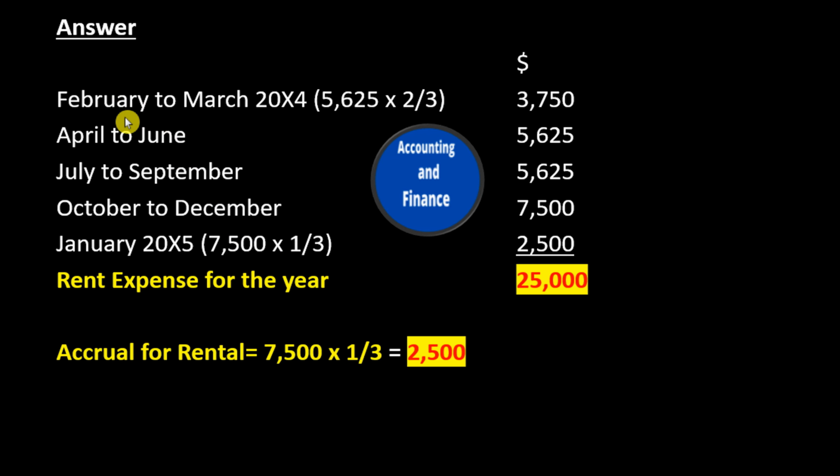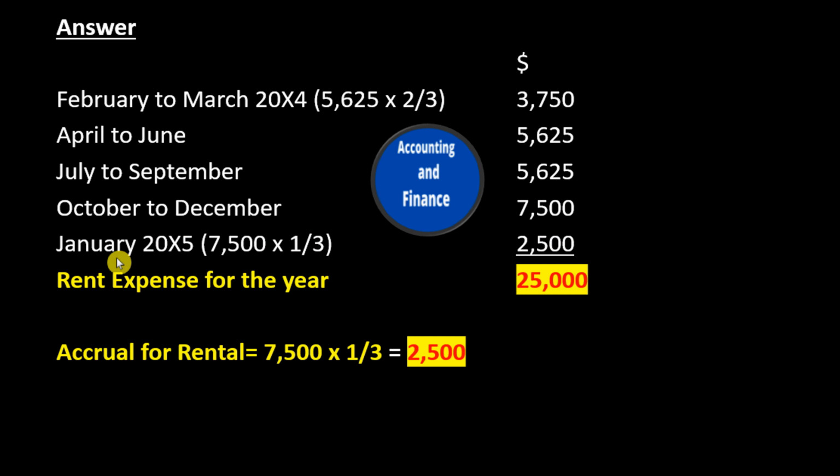Answer: February to March 20x4, 5,625 times 2 over 3, $3,750. April to June, $5,625. July to September, $5,625. October to December, $7,500.